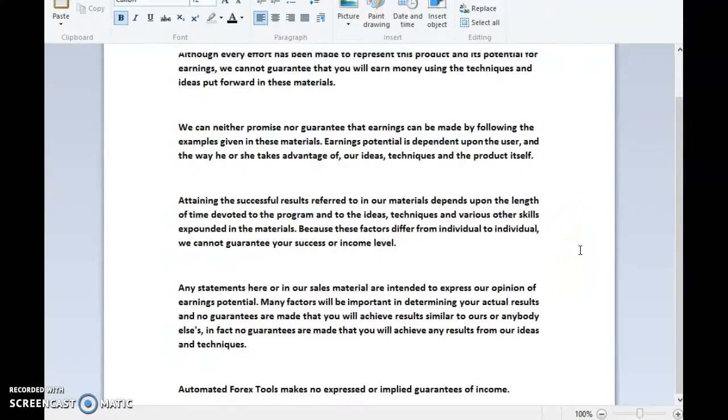Any statement here or in our sales material is intended to express our opinion of our earning potential. Many factors will be important in determining your actual results, and no guarantees are made that you will achieve results similar to ours or anybody else's. In fact, no guarantees are made that you will achieve any results from our ideas and techniques. Automated Forex tools do not express or imply guarantees of income.